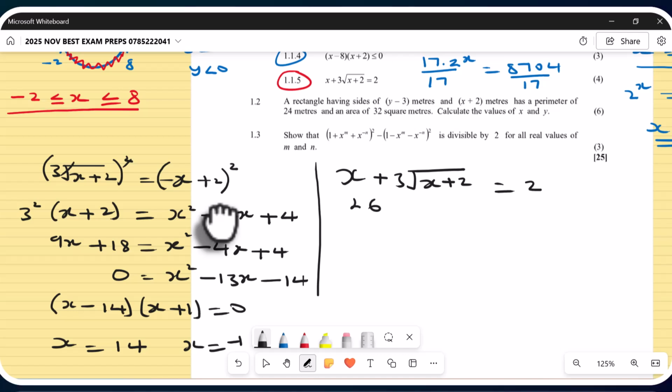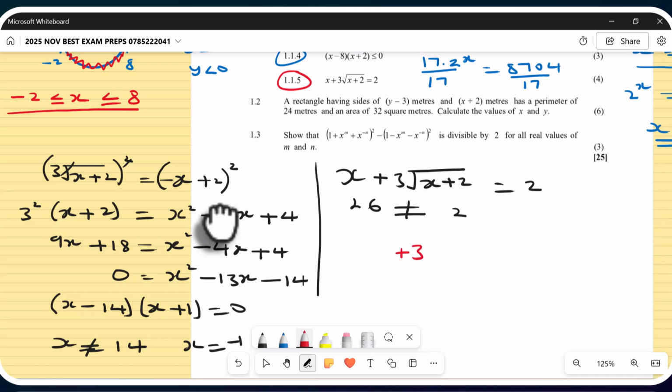Okay, now lastly here, 1.2. They say here that a rectangle having sides of y minus 3 meters and x plus 2 meters has a perimeter of 24 meters, area 32 square meters, calculate the value of x and y. So our x and y, now it's better to draw. When we draw it, we are going to get it properly.